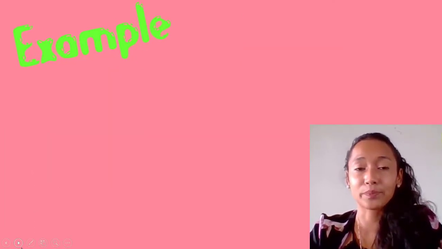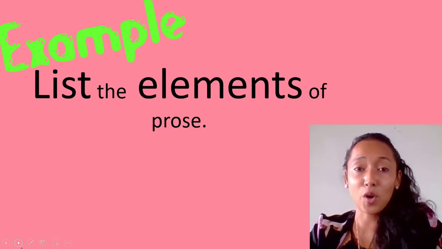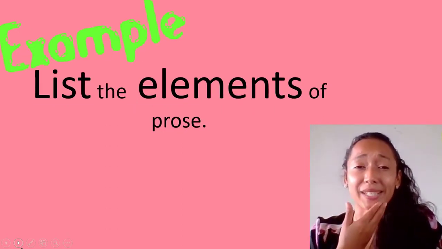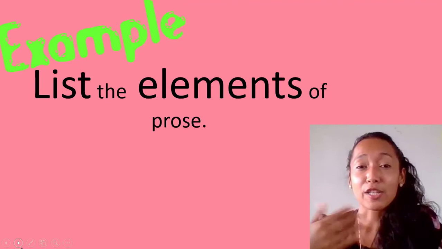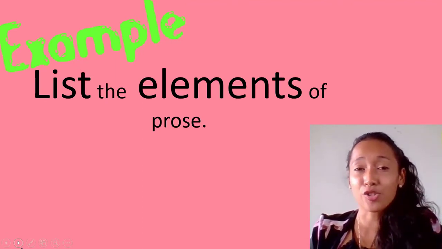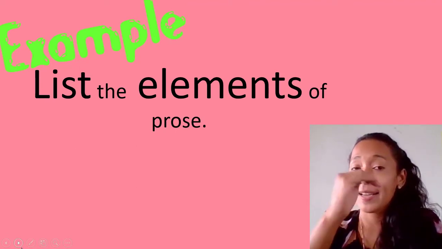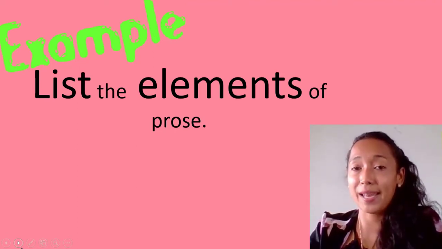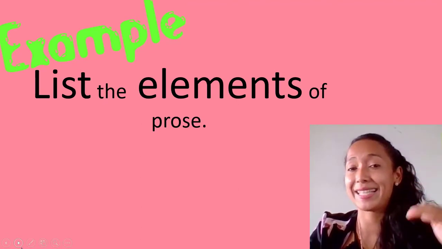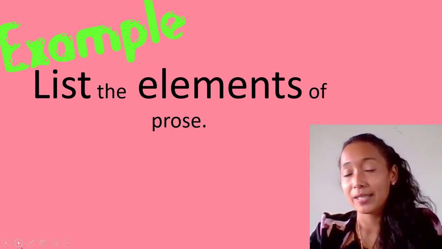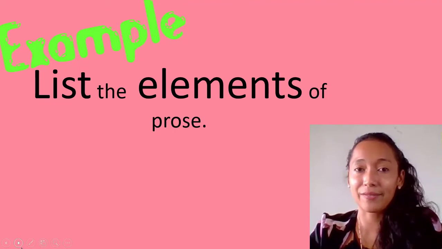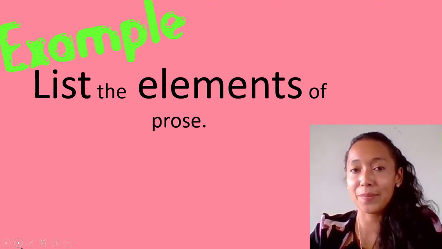Here's an example. The question says list the elements of prose. Are they asking you to explain the elements of prose? Not really. Are they asking you to illustrate? So you don't need examples, right? In this case, they're asking you to list. So you say the elements of prose are, and you mention the elements of prose. You will say something like setting, character, plot, and you continue down the line, right? No explanation, no need to explain what plot is, you just need to put the name there.